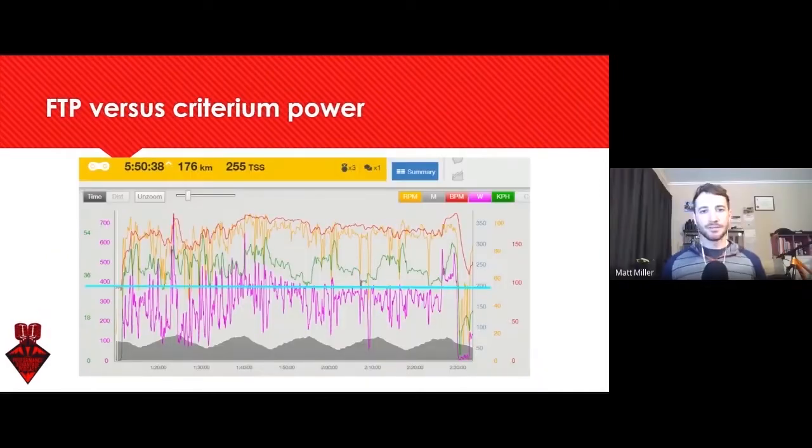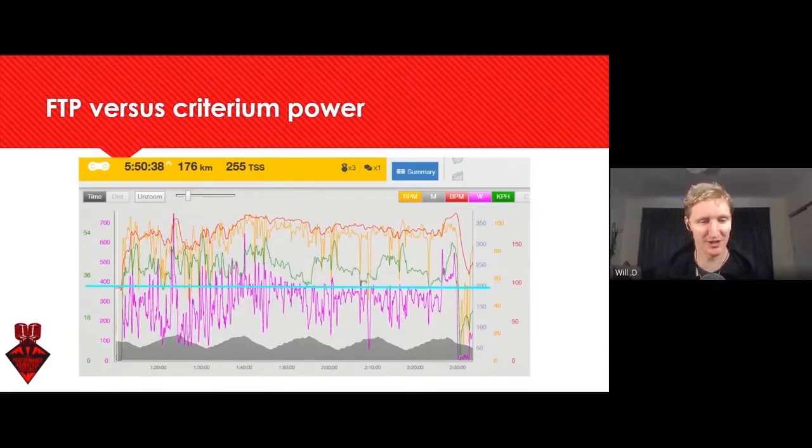Okay, so we showed this graph before, and by the time I've gotten to this point where I'm eyeballing the data, I've already determined that the ride was probably too long, too hard, too variable, and we need to look at it a little bit closer. So what I did is I highlighted a section with a 1 hour criterium race within a 5 hour ride, and we're looking at it a little bit closer.